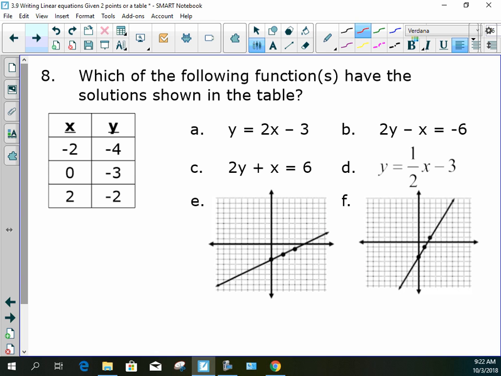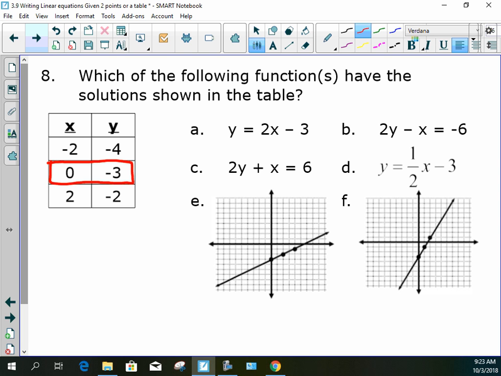The following functions have solutions shown. Which of the following functions have solutions shown in the table? So here's what I'm going to look for. This is number 8. You see this right here? When x is 0, what is that? That's my y-intercept, isn't it? So that means A is golden. In my head, it looks like C is golden when I do the calculations. It looks like it works for B. Okay, so it looks like all of them have negative 3 for a slope.